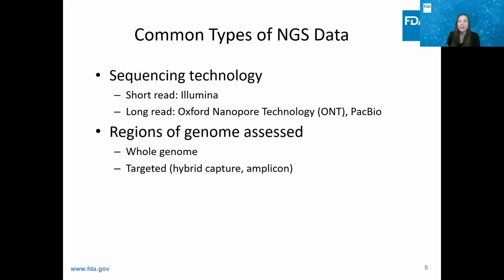Common NGS technologies are grouped by the length of the sequencing reads they generate, either short reads such as Illumina or long reads such as Oxford Nanopore Technology and PacBio. Additionally, the NGS assay might assess the entire genome, referred to as whole genome sequencing, or only specific regions. These regions can be targeted using hybrid capture baits or PCR amplification approaches.